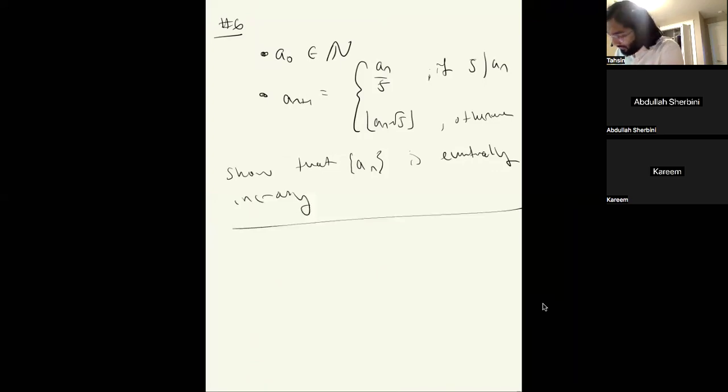So what does that mean? It means you want to show that eventually you're only in the second case. Eventually the numbers are no longer divisible by 5. So any ideas how this can work?